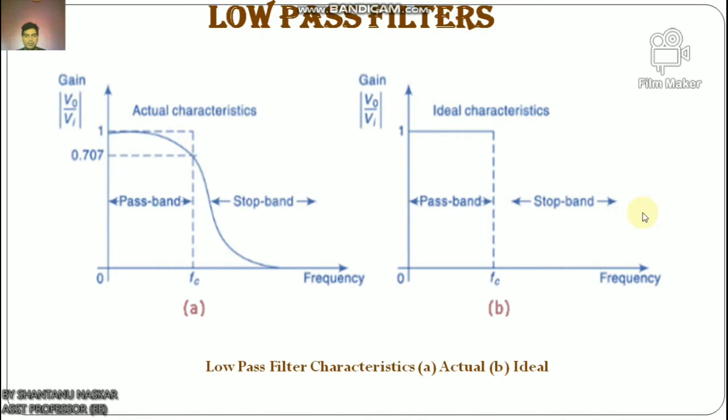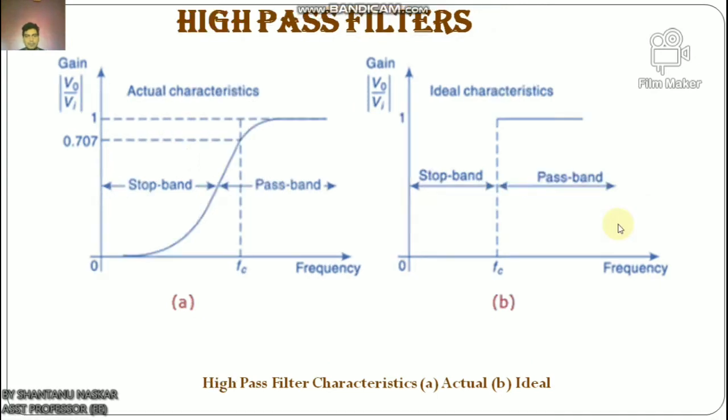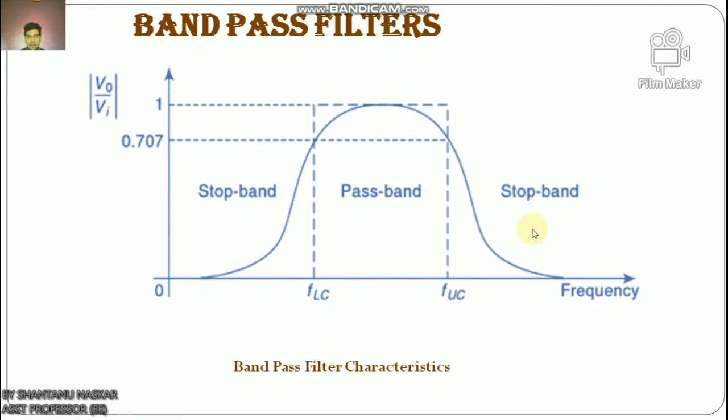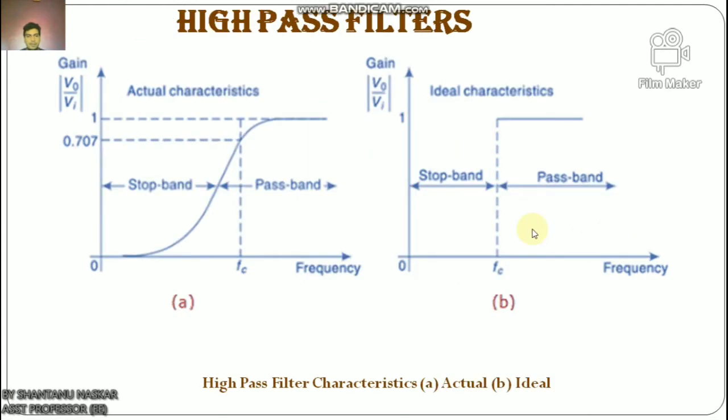Now let's go through the high pass filter. It is a type of filter which attenuates all the frequencies below the cutoff frequency. It provides a constant output gain above the cutoff frequency.